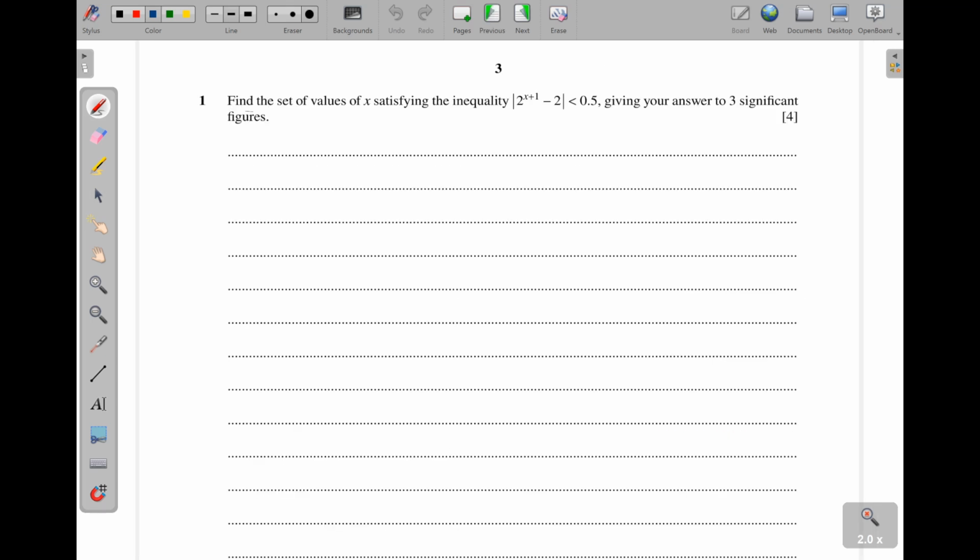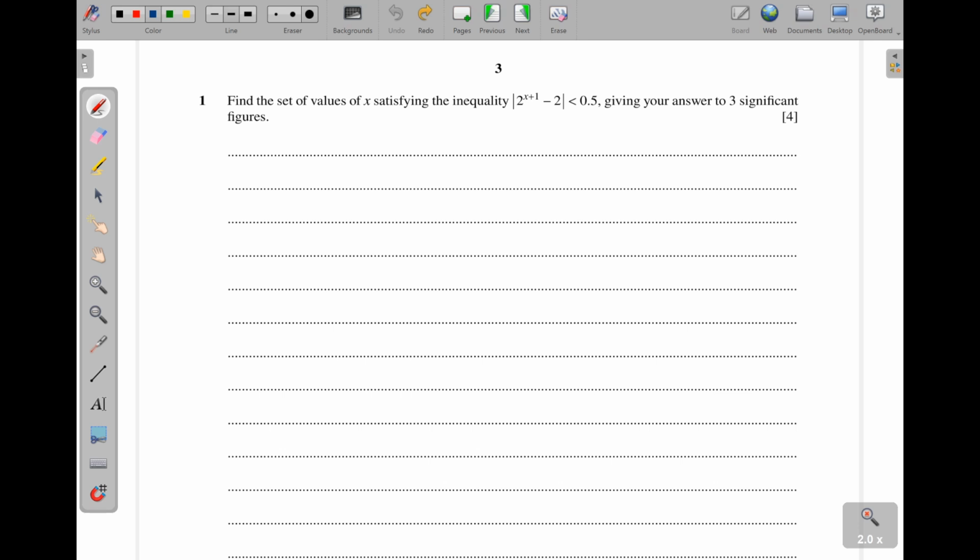Question 1, find a set of values of x satisfying the inequality, giving your answer to 3 significant figures. They said your answer, so that means we have only one. So here they have coupled modulus functions and logarithms.